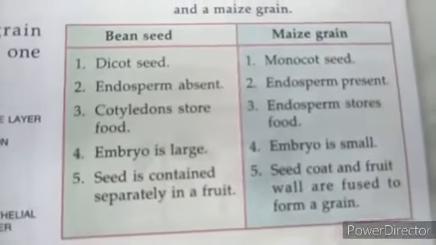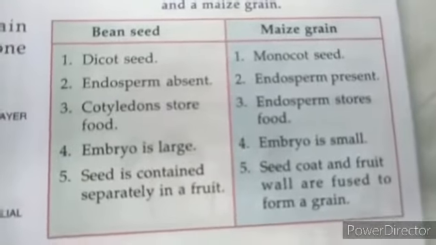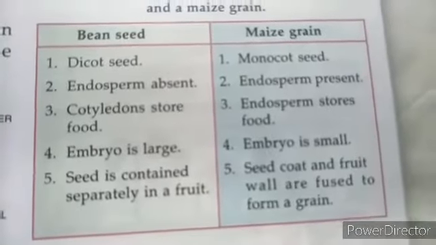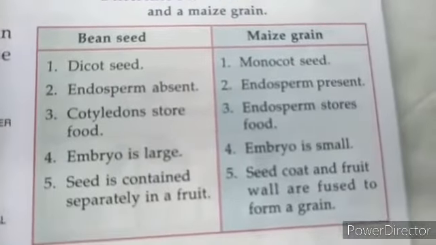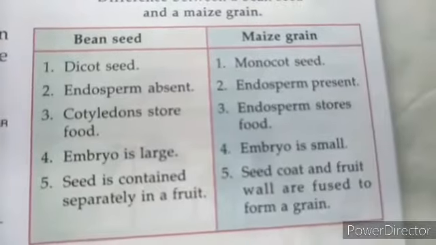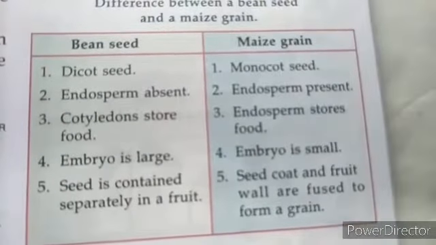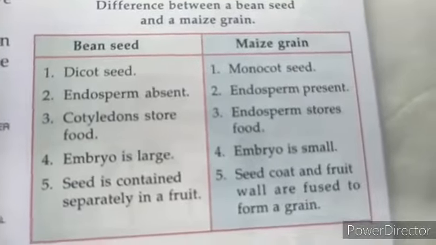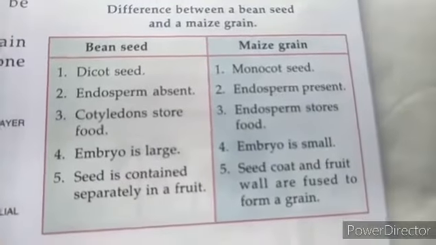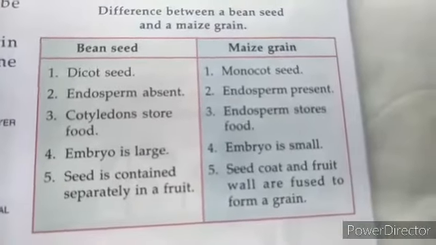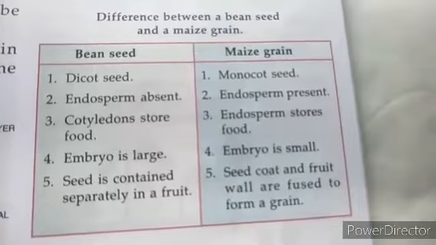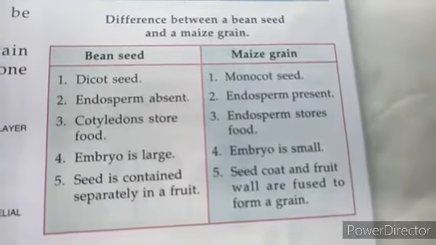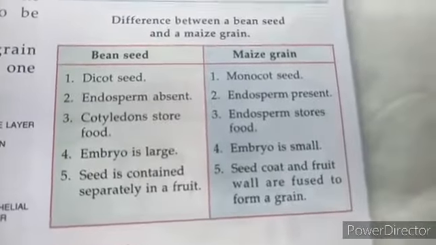Let's also have a look at this table that gives us the differences between the bean seed and the maize seed. Now, bean seed, as we came to know, is a dicotyledon seed, and maize is a monocotyledonous seed. It's very easy. The first point of difference is dicot seed and monocot seed.